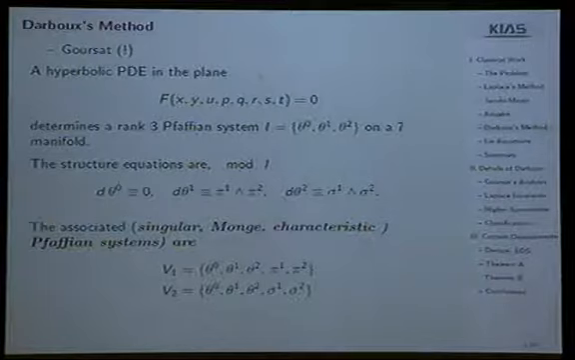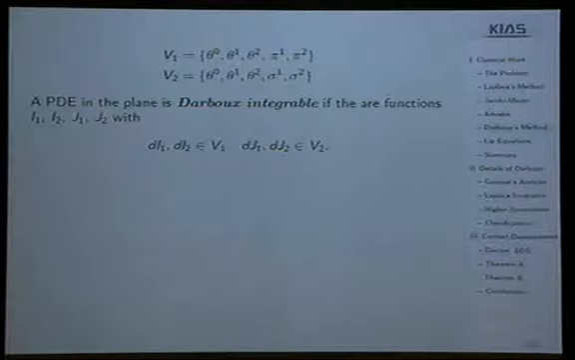So in some sense, these two associated Pfaffian systems are actually in many ways more important than the original Pfaffian system you started with. Okay, so here are these two characteristic systems, V1 and V2, and a partial differential equation is said to be Darboux integrable if there are two functions, I1 and I2, whose differentials are in the span of those. So we would say that I1 and I2 are first integrals for the characteristic system. And we also need to find two functions, or two first integrals, for the second characteristic system.